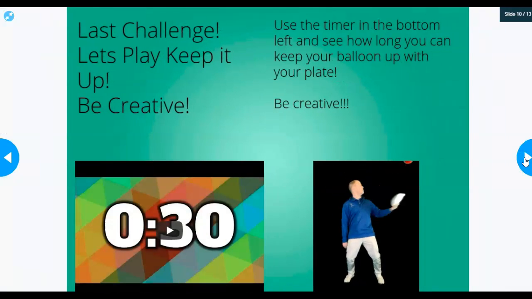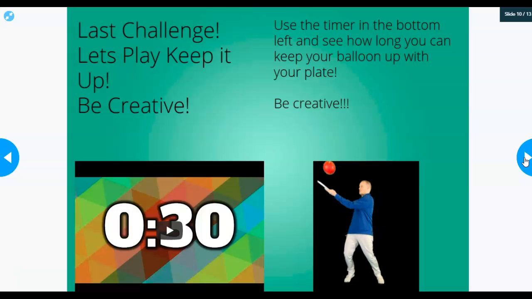Here, we're going to have a very fun and unique challenge. We're going to have 30 seconds, and I want you to practice keeping it up any way you can. Here in the video, I am remaining in my own personal space, but I am moving the balloon throughout my space, up, down, using both forehand and backhand strikes. I want to see how creative you can be.